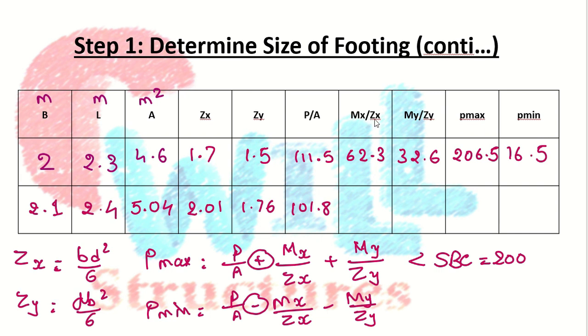Now for Mx upon Zx and for My upon Zy, let me write the values. For the P maximum value, if I add all of these three values, P maximum will be 184.2 and the P minimum will be 18.9. So I think this dimension will fit our condition. As you can see, the P maximum is less than the soil bearing capacity, and of course the P minimum is more than 0. So now we are taking this particular dimension: 2.1 in the lateral direction and 2.4 in the longitudinal direction.